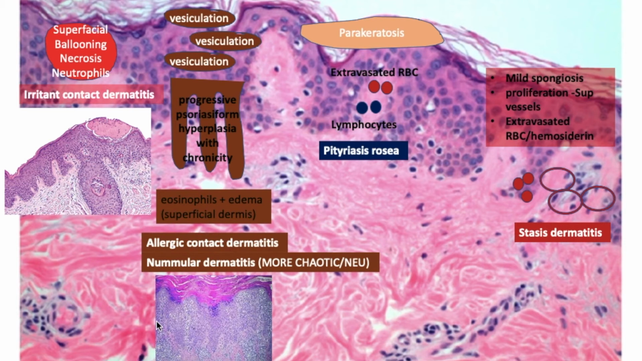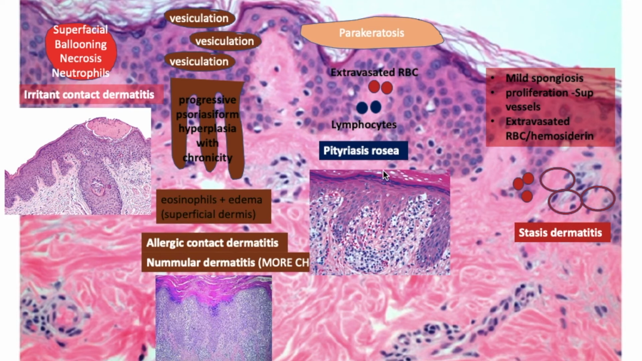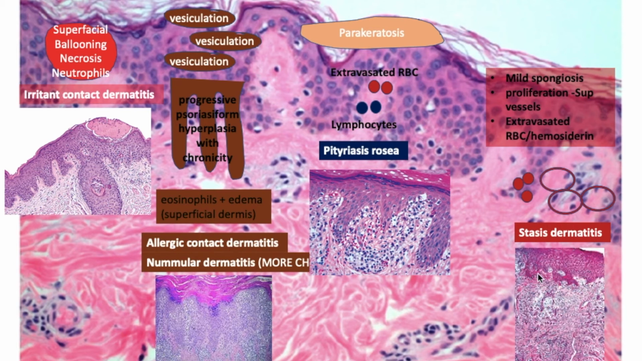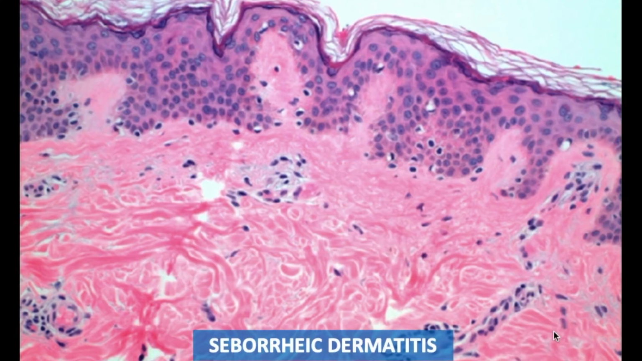In this example, we see the psoriasiform hyperplasia, along with, if you go on high power, the eos and the edema. So this is an example of allergic contact dermatitis. This is a nice example of PR I presented earlier. And here we see the edema, the spongiosis, the proliferative vessels, and the extravasated RBCs, and the stasis dermatitis, especially if this is on the lower extremity, is very characteristic for stasis dermatitis.